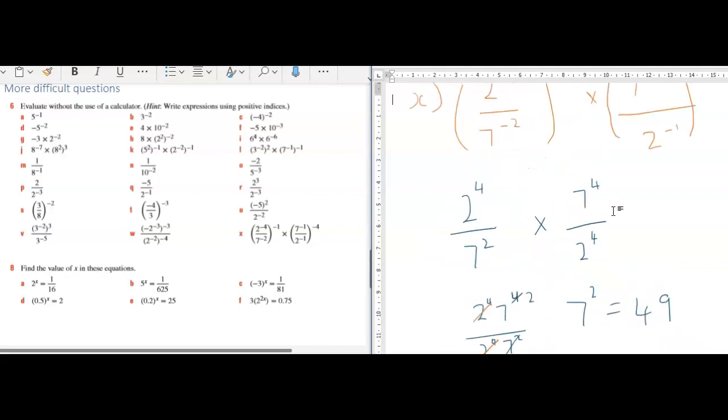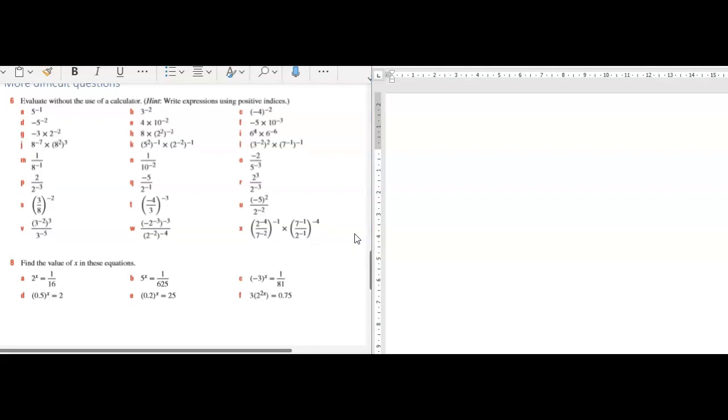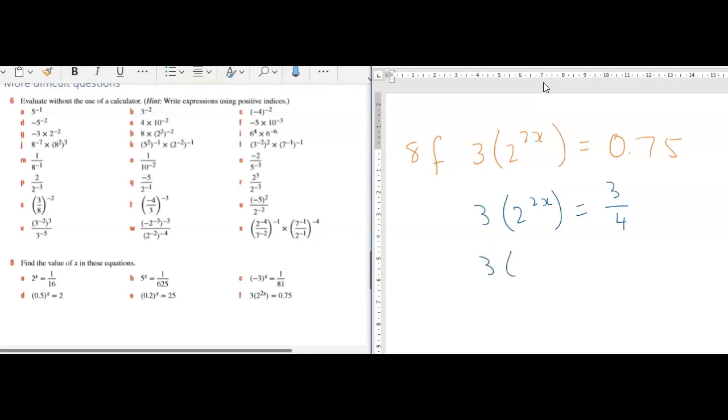All right, let's have a look at F. All right, I did 8F, but I'm going to do it hopefully an easier way than what I was just doing. So 3 times 2 to the power of 2x equals 0.75. Now, I find it a lot easier to write the decimal as a fraction. So that's the same as 3 over 4. So basically what we have, and I might just write this again over this side. Sorry, the right-hand side. I'm going to write as 3 times 1 over 4.